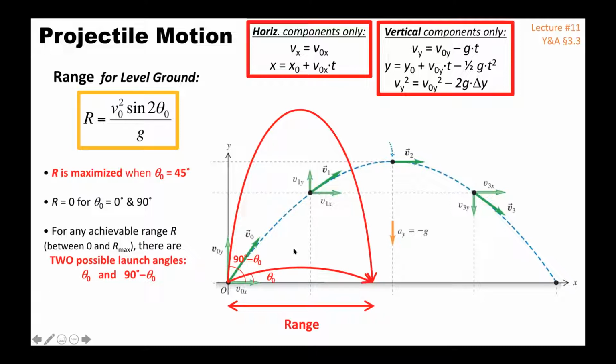Notice that the time of flight is very different for both of these. The maximum height reached is very different for both of these. Okay, this is a very short time of flight, and that's a very long time of flight. But the landing point is exactly the same for both. Okay, and we'll see a little demonstration of that as well.